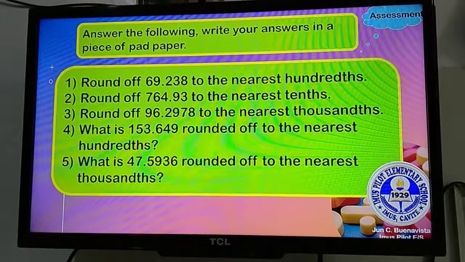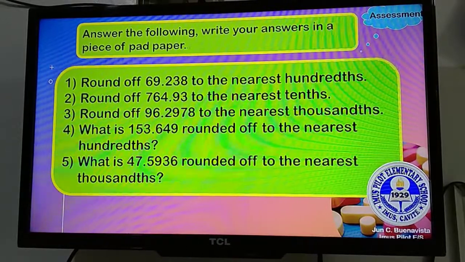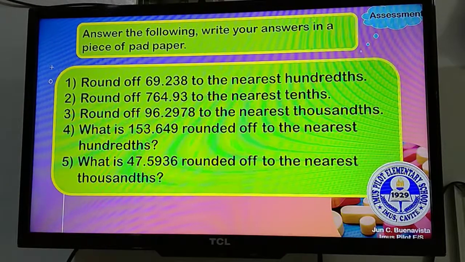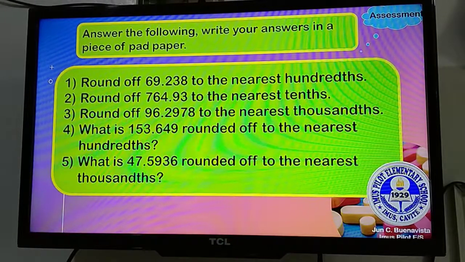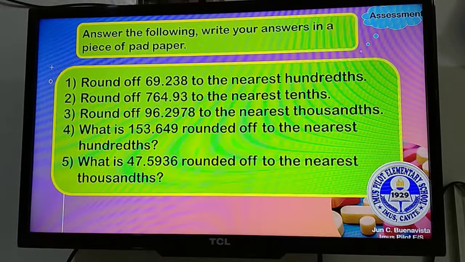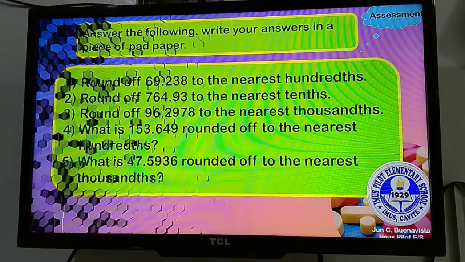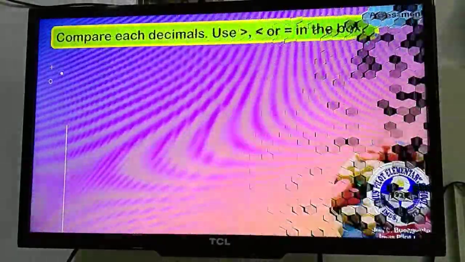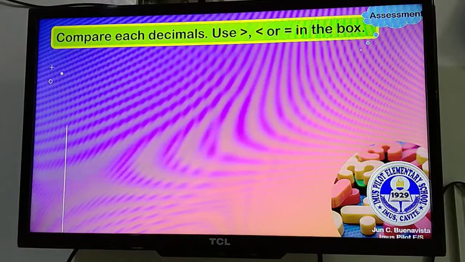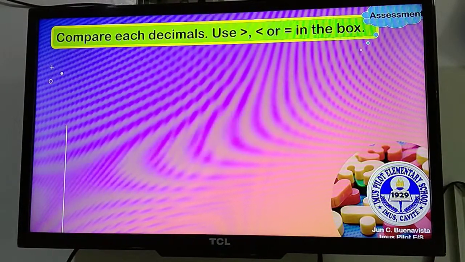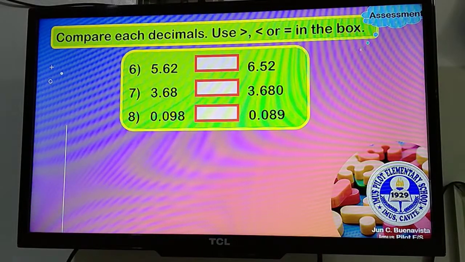Number 4, what is 153 and 649 rounded off to the nearest hundreds? And number 5, what is 47 and 5,963 ten thousandths rounded off to the nearest thousands? Then for number 6 to 10, you are going to compare each decimals. Use greater than, less than, or equal in the box. Okay, number 1 is done for you.